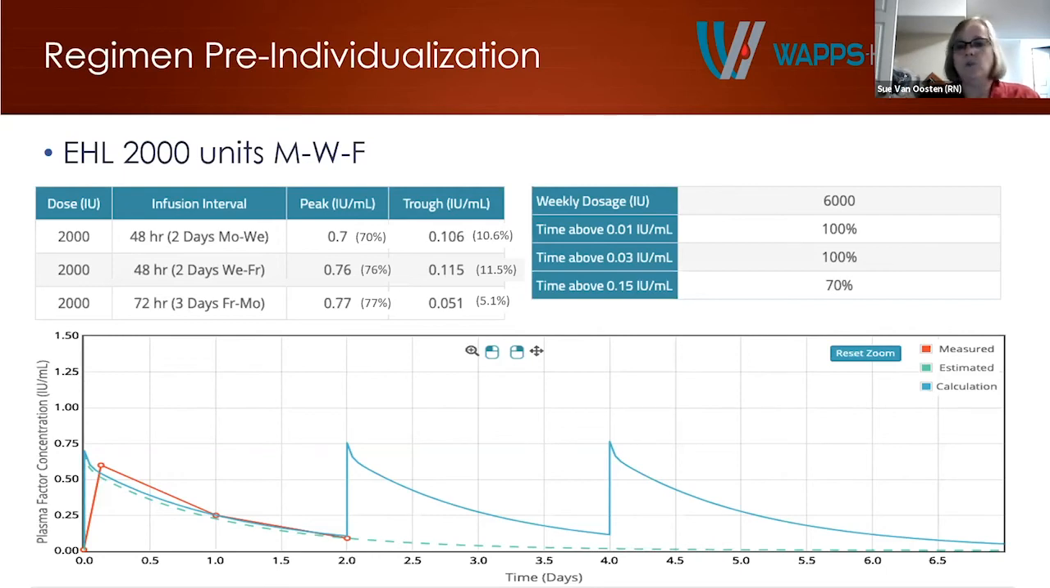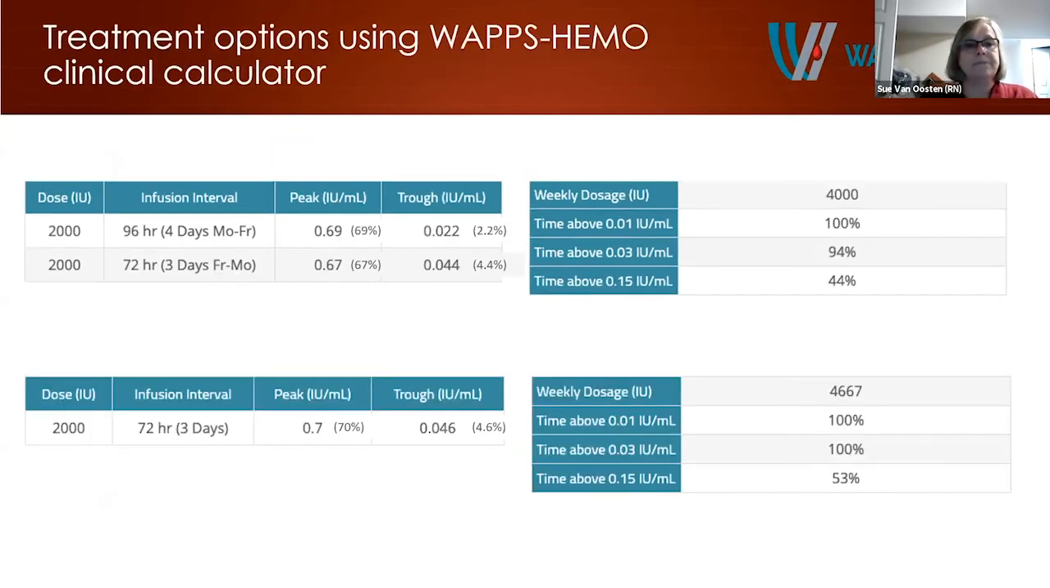But this fellow doesn't want 3 needles a week anymore. He would like to decrease his number of needles. But if you look over here, we always consider this as well. In a week, he's giving 6,000 units. 100% of the time, he's above 1%. 100% of the time, he's above 3%. And by graphing it on here, dropping on the graph, you can also calculate that 70% of the time, he's above 15%, which is really quite excellent. But again, he doesn't want 3 needles a week.